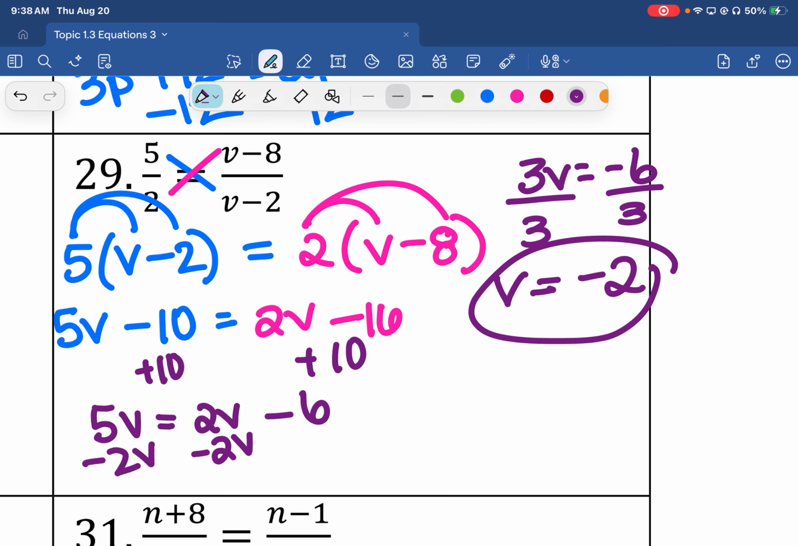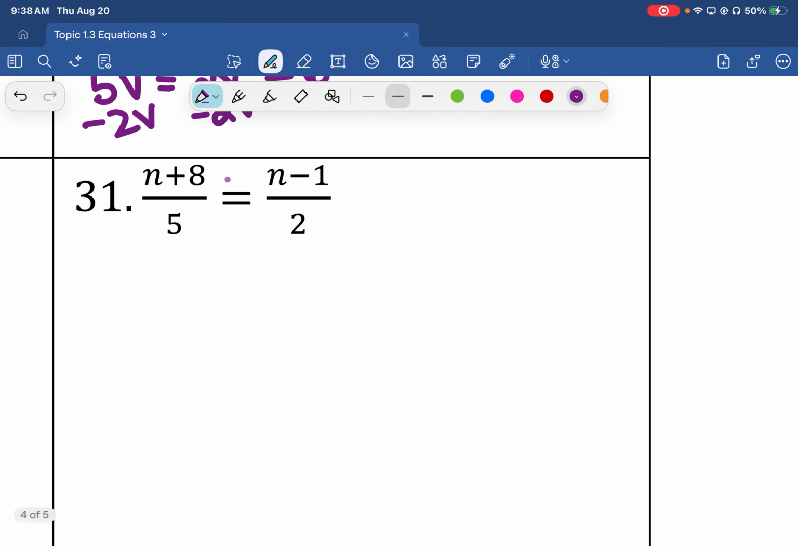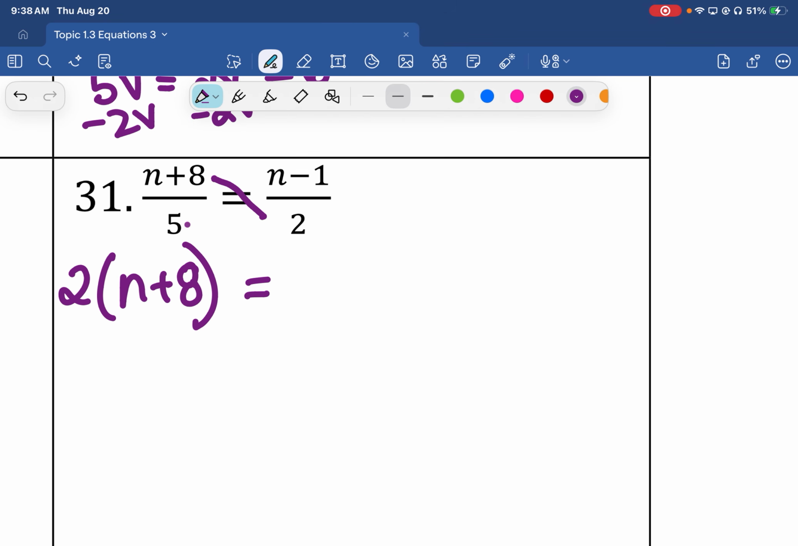All right, let's also look at number 31. So for 31, we're going to cross multiply yet again. So 2 times n plus 8, then we are going to do equals, and we're going to do 5 times n minus 1.